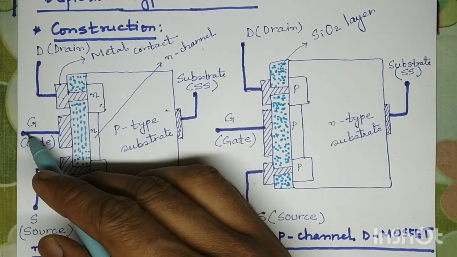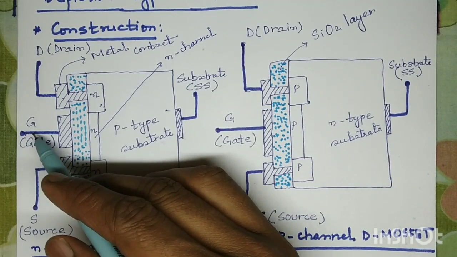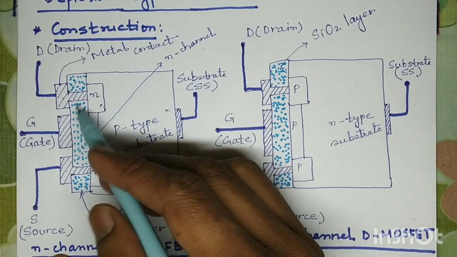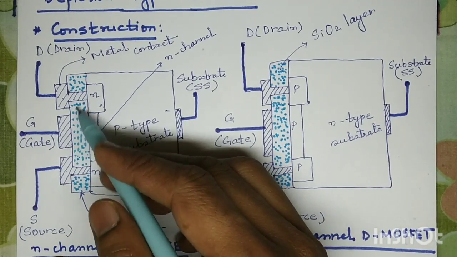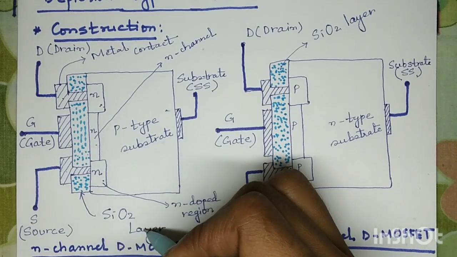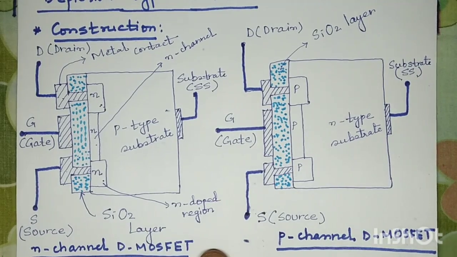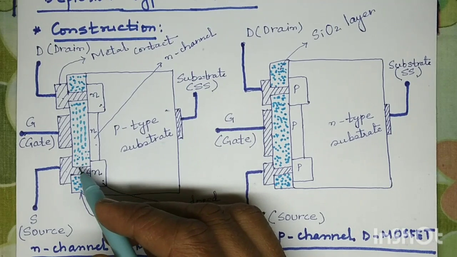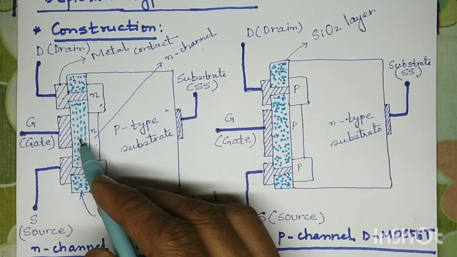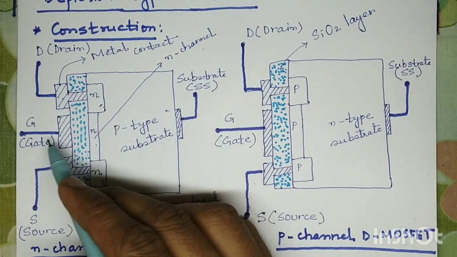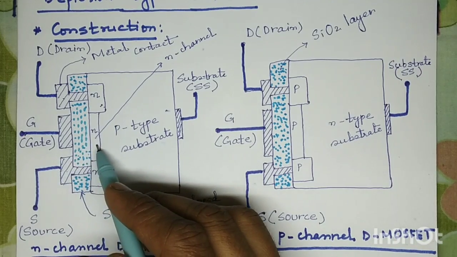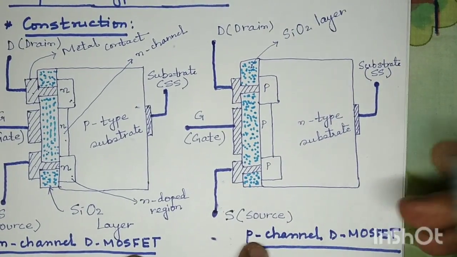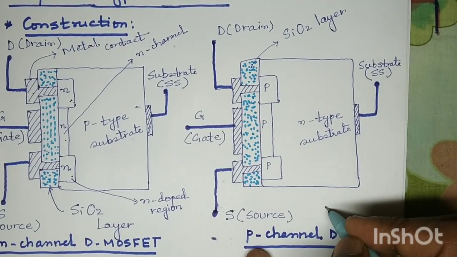The gate terminal remains insulated from this n-channel due to the presence of this SiO2 layer. This dotted portion is the SiO2 layer. SiO2 is a very good insulating layer, and it is used to insulate the gate terminal from the channel. Similarly, we can explain the construction of the p-channel MOSFET.